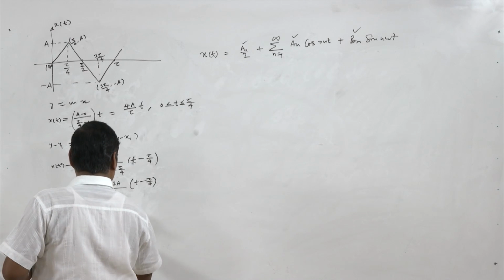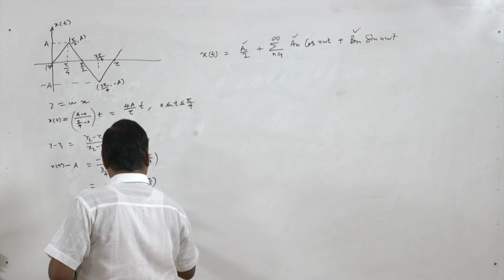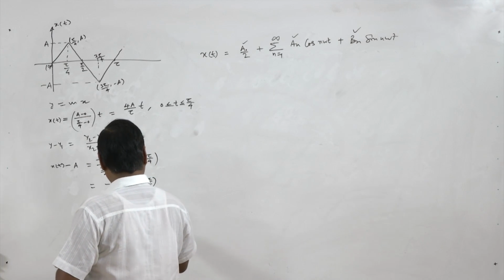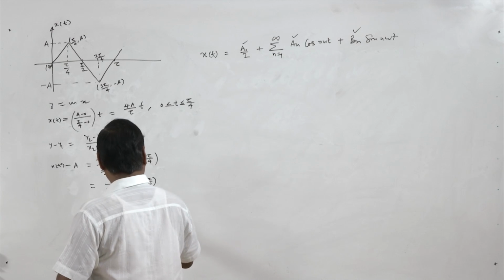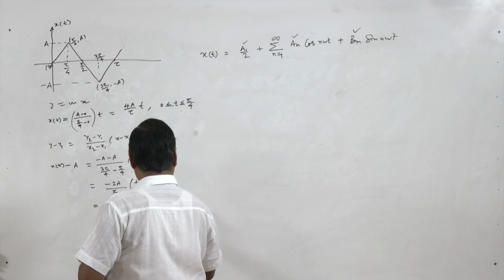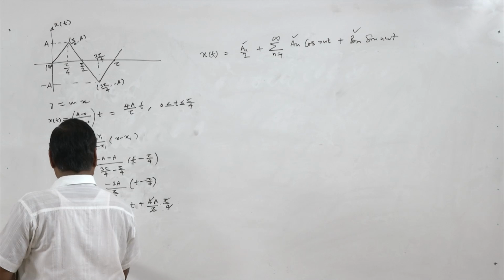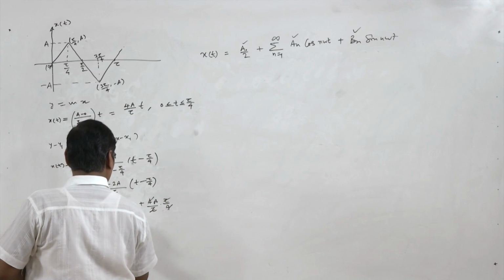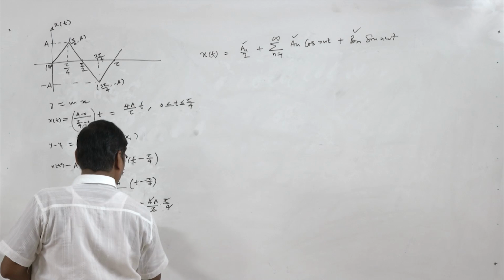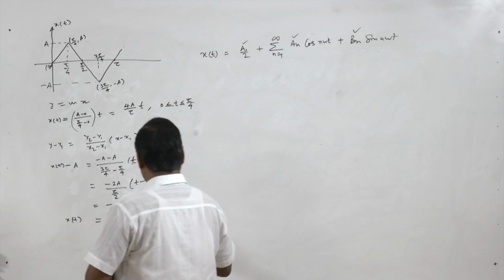So equal to minus 4a by tau t, and minus minus plus, here we have 4a by tau into tau by 4. So 4 will cancel out, tau will cancel. So here we have xt equal to minus 4a by tau t plus a and a, so this is 2a. So this is the equation of this line.